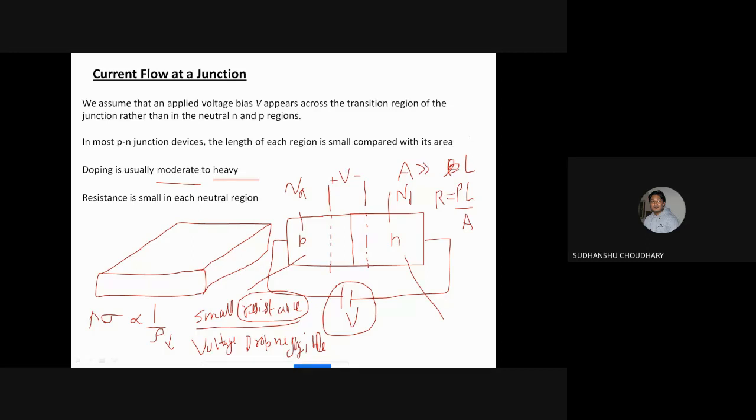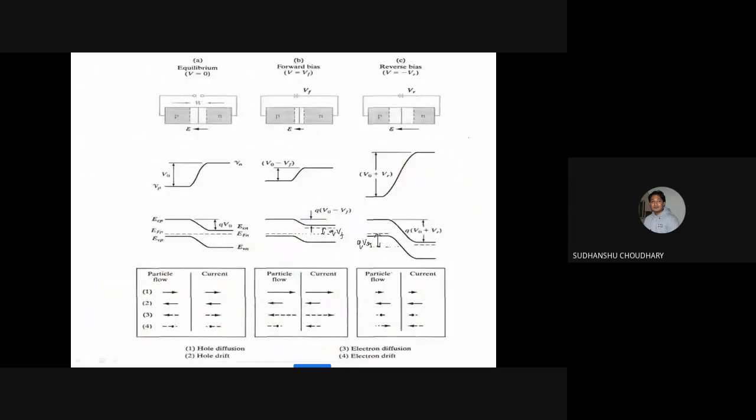Now let us move on from here and discuss what happens when the bias is applied across the junction. In the case when no bias is applied, let us draw here. Let us also assume that both sides are uniformly doped and the doping concentrations are equal, so that the junction widths are also equal on both sides. And let us say we don't apply any bias, so this is open. So this is in equilibrium.